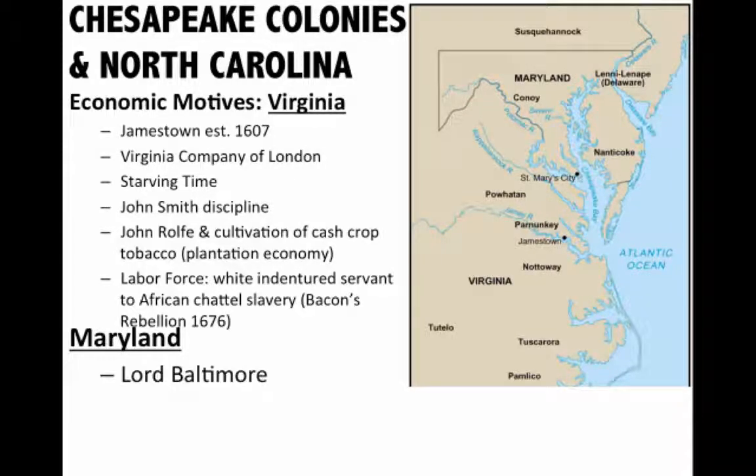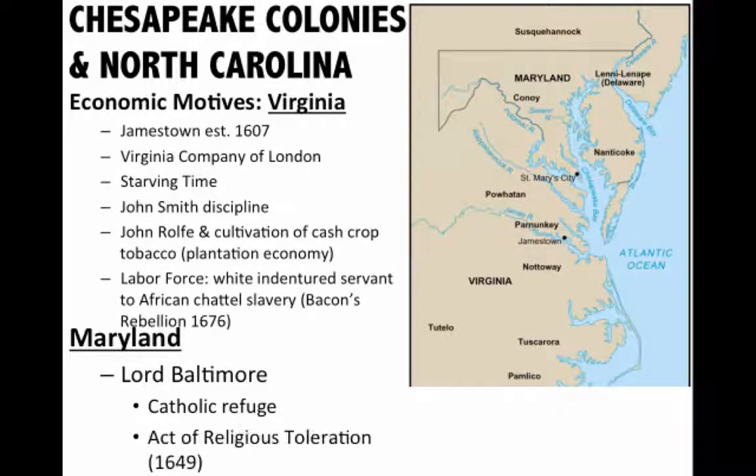In terms of uniqueness, Maryland's kind of a unique case study for religion as well. You have Lord Baltimore, and he establishes the colony as a Catholic refuge and does pass the Act of Religious Toleration. Of course, this only applies to Christians. So if you're Jewish or Muslim, no toleration for you. But the Chesapeake colonies and North Carolina are going to be characterized by their cultivation of tobacco and its export.